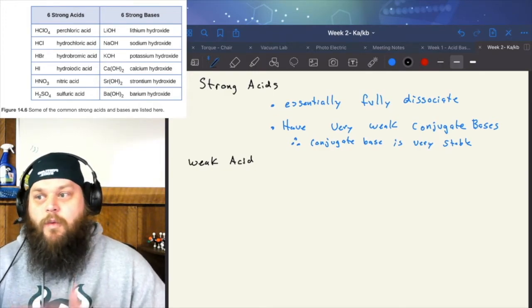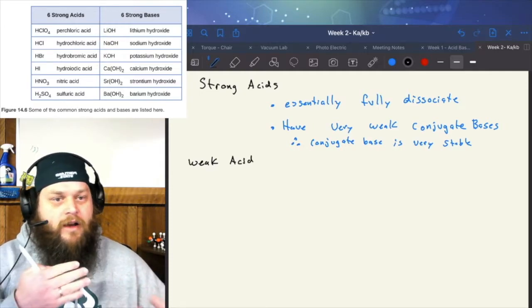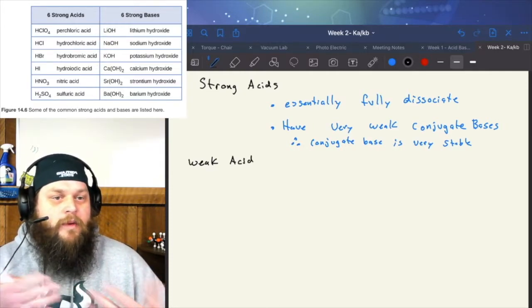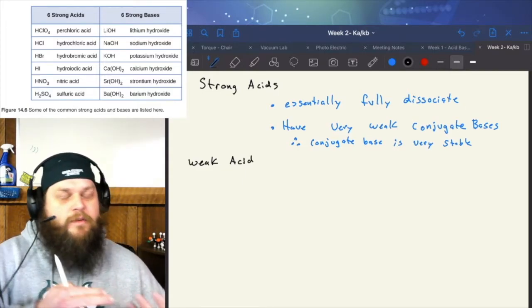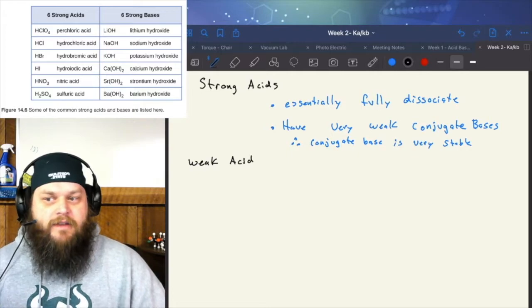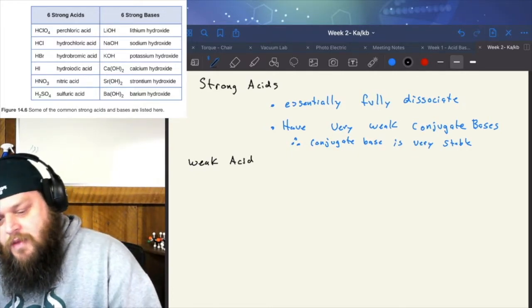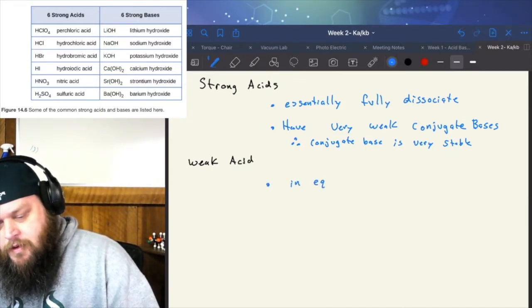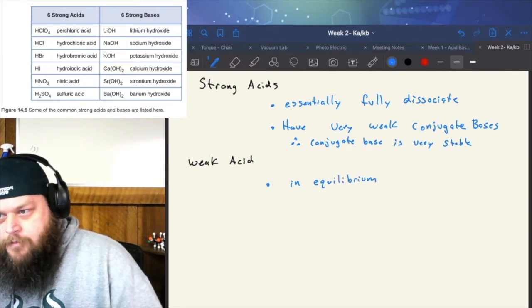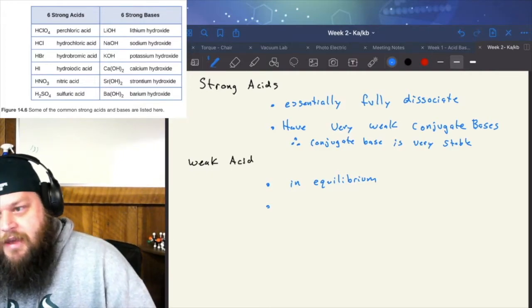But either way, the weak acids are going to be in equilibrium with their conjugate base. So they're going to be constantly transferring back and forth, but we get to this equilibrium state where the rate of changing from acid to base is equal to the rate of changing from base to acid. And that's that equilibrium state y'all have been talking about. So I can say that weak acids are in equilibrium. And the strength of weak acids and bases can be measured by their Ka or Kb value.